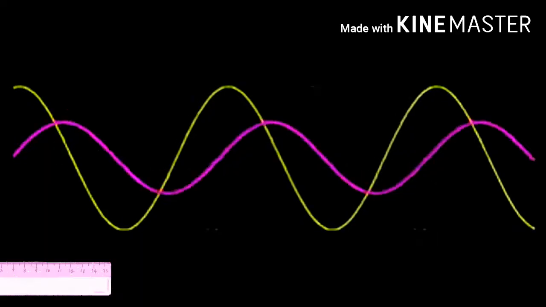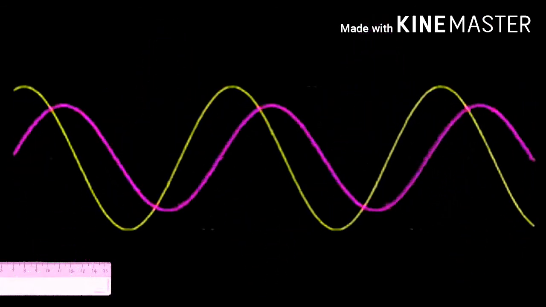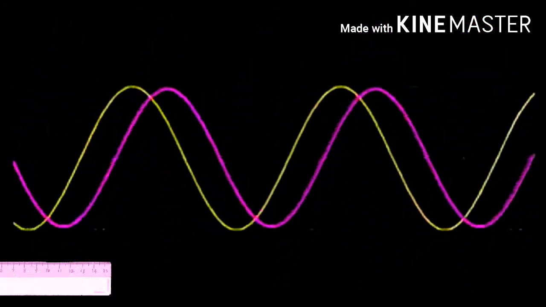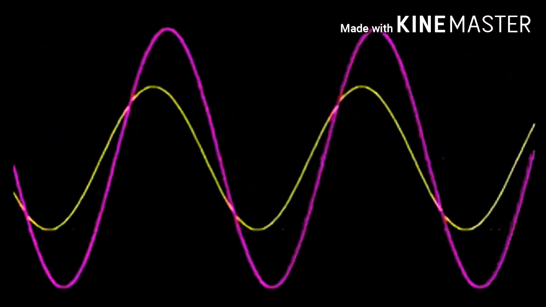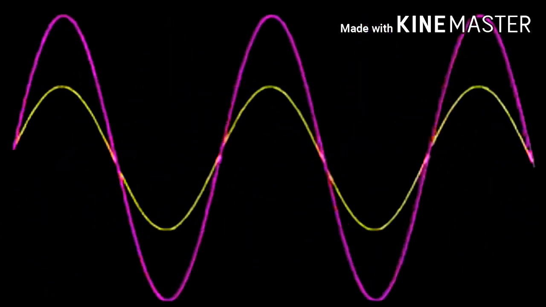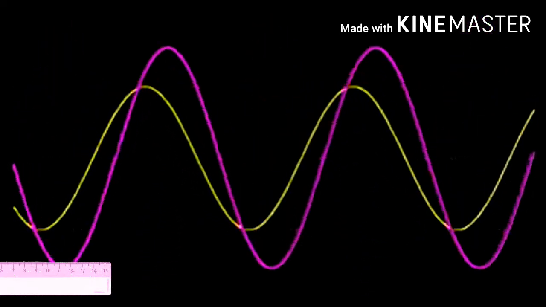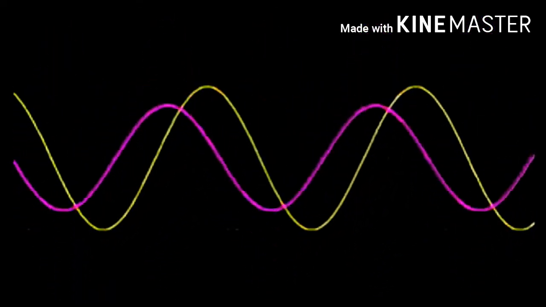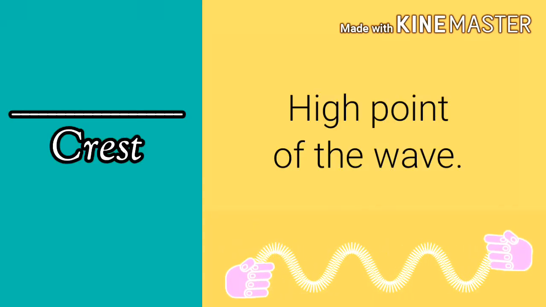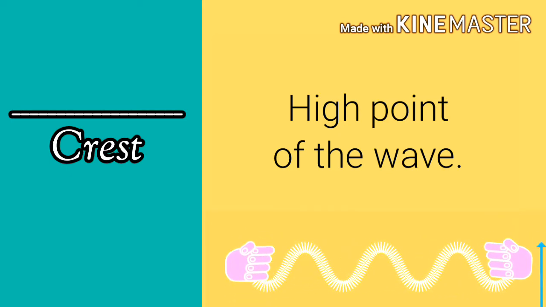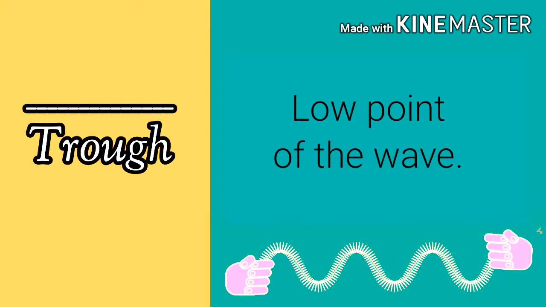So let's start! Have you ever seen this kind of wave motion? This is what we call the transverse mechanical wave. Observe the movement of the transverse mechanical wave. You will see that it produces a high point and a low point of a wave. These two are called the crest and the trough. We should always remember that the crest refers to the high point of the wave, while the trough refers to the low point of the wave.